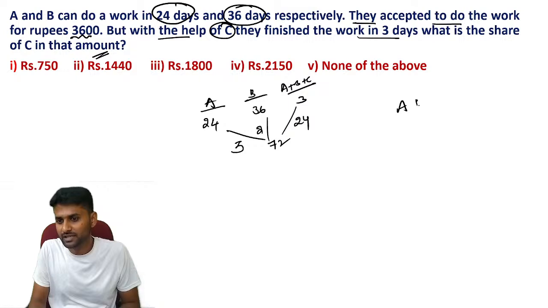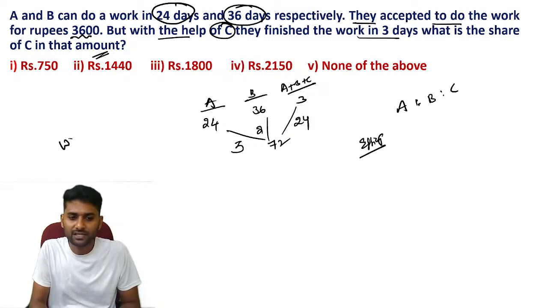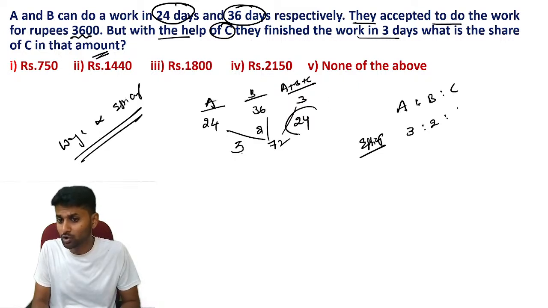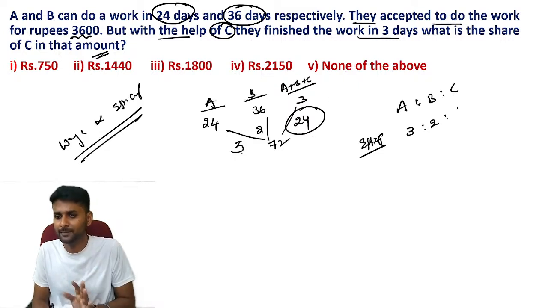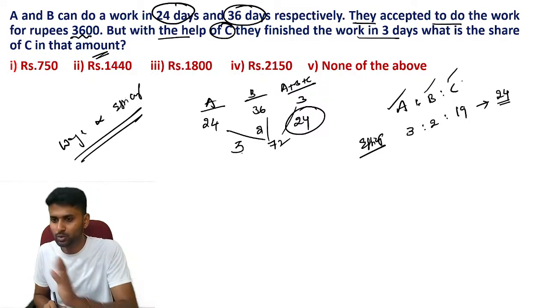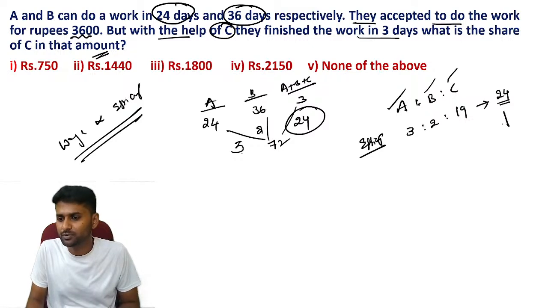Let's go through that. What is the ratio of A is to B is to C? We are talking about efficiency, because wages are directly proportional to the efficiency rate. Here the efficiency ratio is 3 is to 2 is to C. 3 plus 2 is equal to 5. Out of 24, 5 units are done by A and B. And what about C's efficiency? 19 units. If the total efficiency is 24 units, the individual contributions of A, B, C are 3, 2, 19. Now we are going to distribute 3,600. Now we are going to convert it into money.